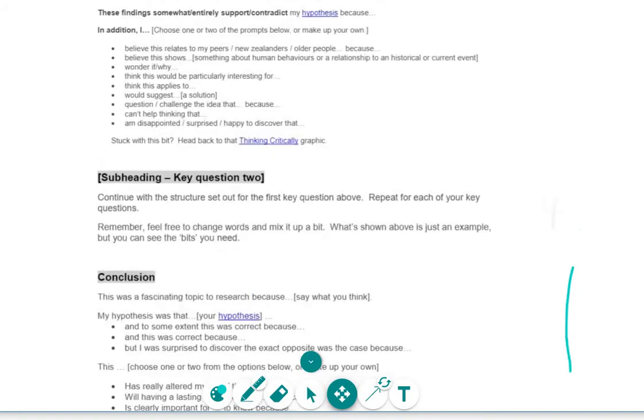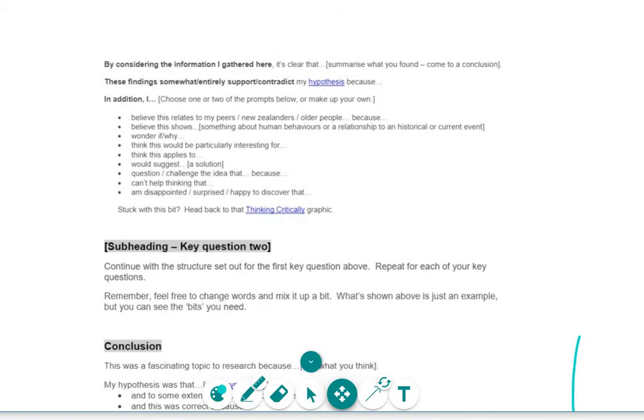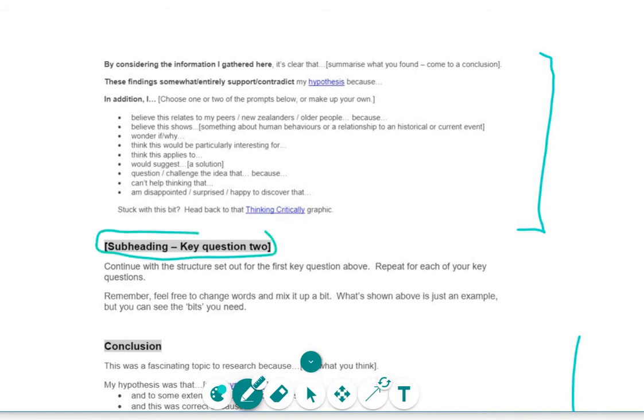Page 35. Repeat that for the rest of it, for each question. So here's your subheading for question 2. As I say, continue with the structure set out for the first key question above for each key question. Remember, feel free to change words, mix it up a bit. What's shown above is just an example.